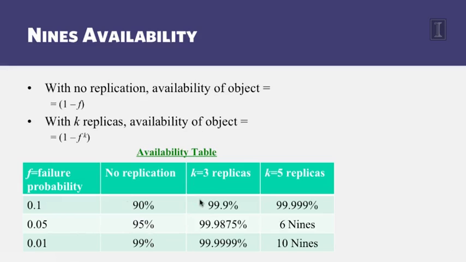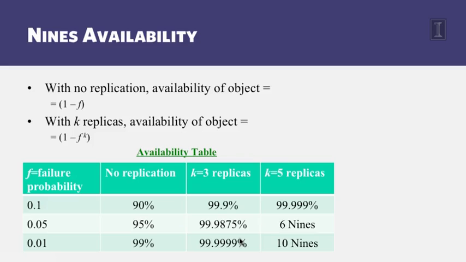With k equals 3 replicas, you can calculate the availability of the object as 1 minus f to the power k, and for f equals 0.1, that turns out to be 99.9%. This is often called 3 nines of reliability, because you have 3 nines here, 99.9%. With f equals 0.05, the availability goes up because the server failure probability has gone down, so it goes up to 99.9875%. When you have f equals 0.01, you actually end up having 6 nines of reliability, 99.9999%. So that's a much higher reliability.